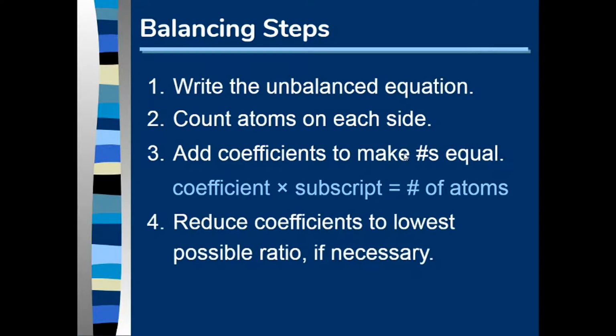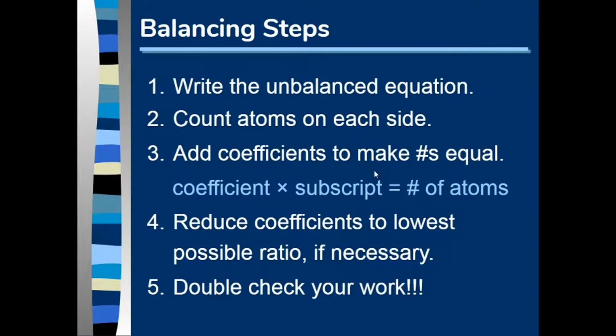If for whatever reason you end up with, let's say, 2, 4, 2 as your coefficients, if you can reduce that to 1, 2, 1, go ahead and reduce. Sometimes as you're going through, you end up with bigger coefficients than you need. We always reduce to our lowest coefficients, and then double check your work. Go ahead and pause there if you need to.